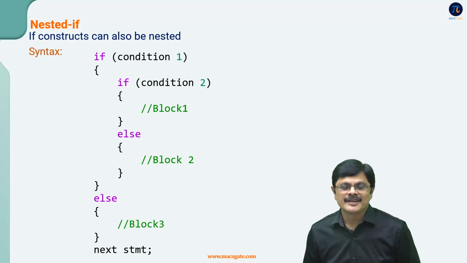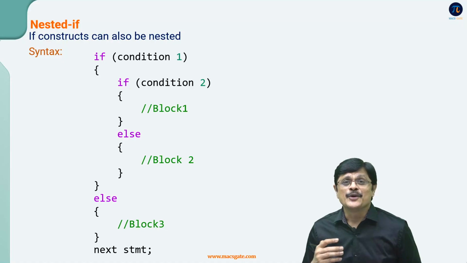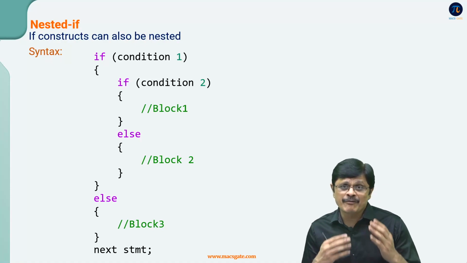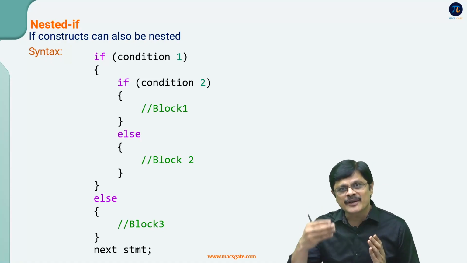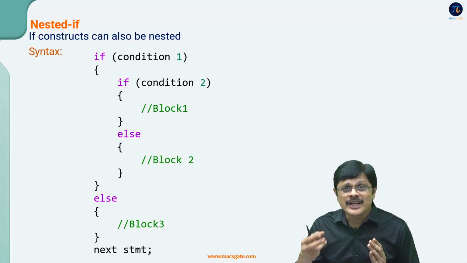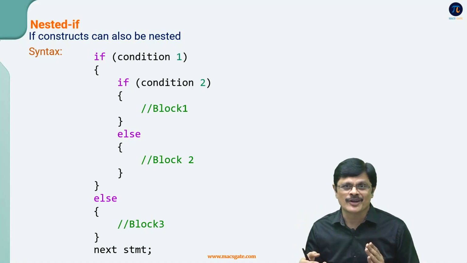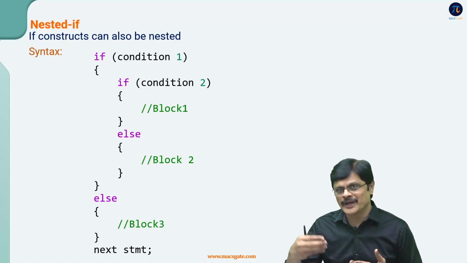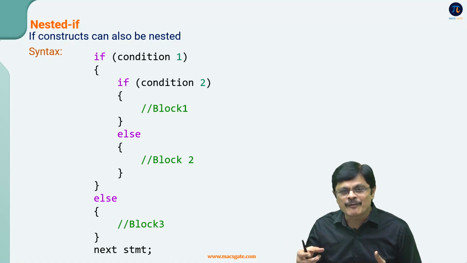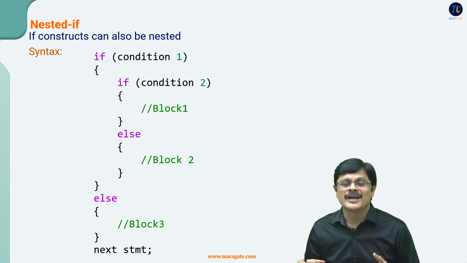Nested if. Dear friends, the if constructs can also be nested. That is, within the if else blocks, we can also have other if else blocks. So if you consider an if block, inside that we can have sequential statements, we can also have only an if block, or we can also have an if else block. Similarly, in the else block also, we can have sequential statements, we can have an if block, we can also have an if else block. And this is what we call nested if. And this nesting can be done to any level, my dear friends.